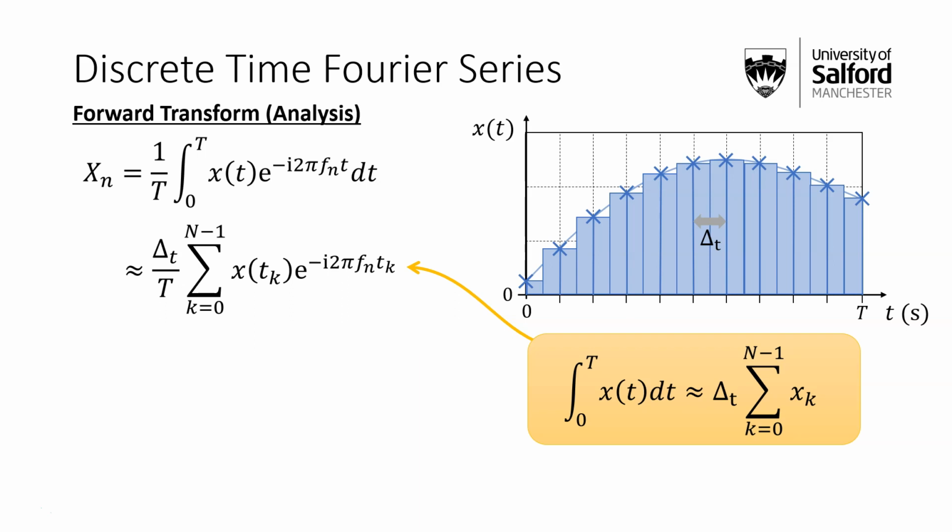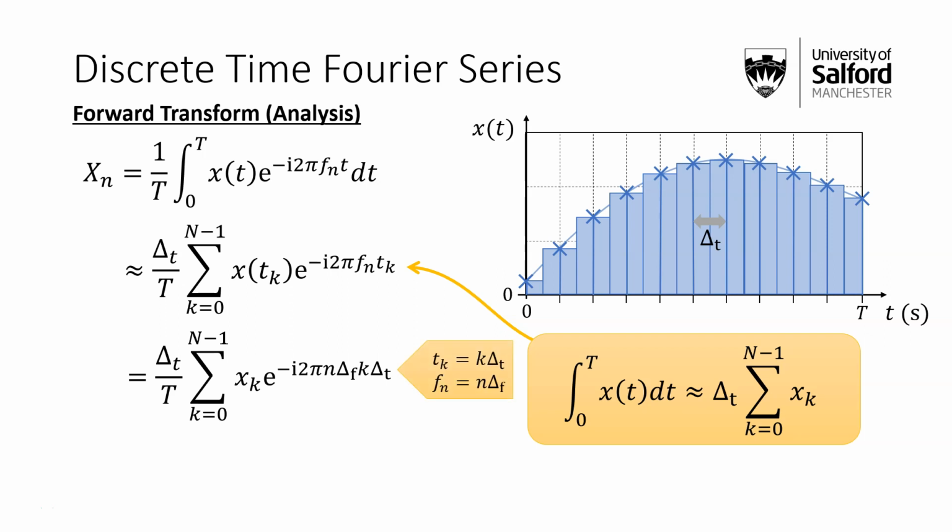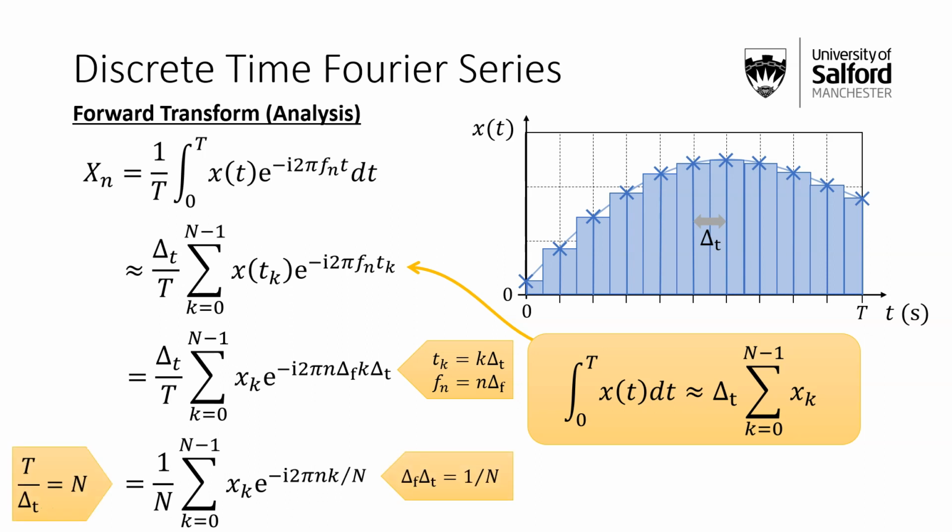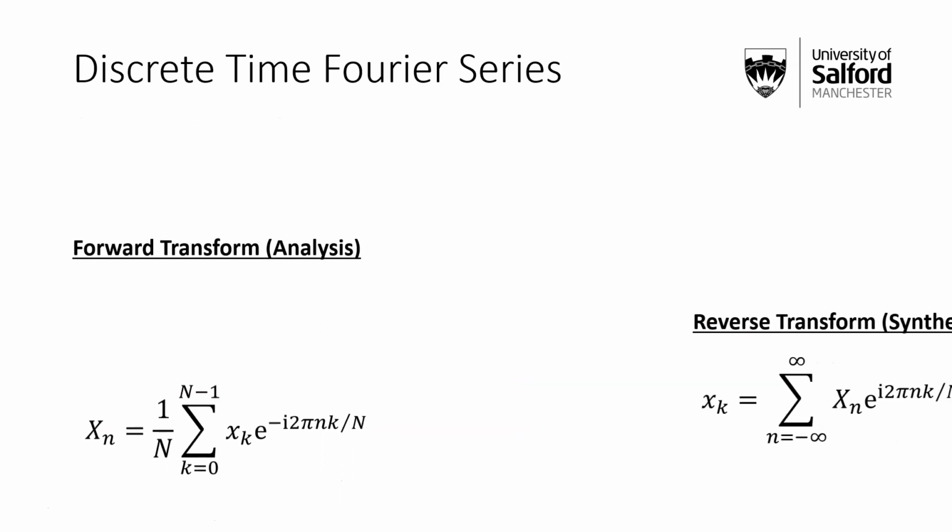And then we're going to do what we did before. We put in the definitions for fn and tk, so we end up with delta f and delta t in the exponent. And then finally, I'm going to do two other things. I'm going to notice again that delta f delta t was 1 over N, so get rid of those. And out the front we had that delta t over T. I realise that that's actually also related to N, so I get 1 over N there. So that is it.